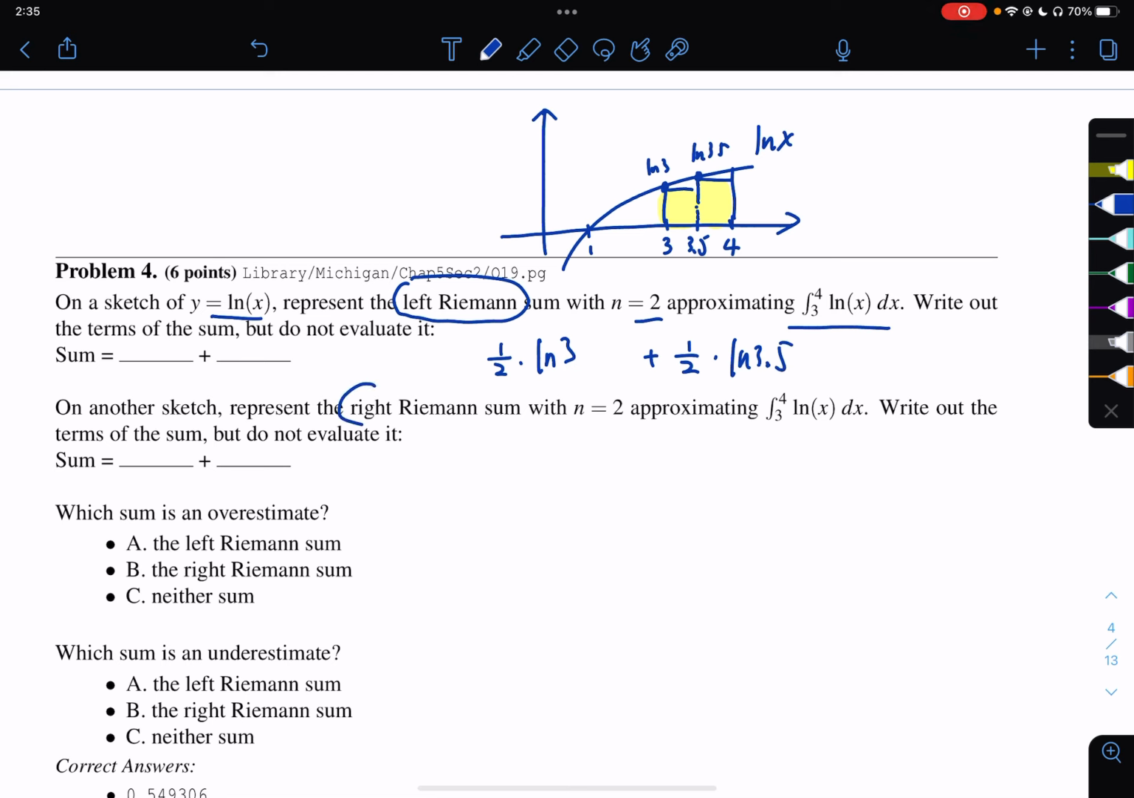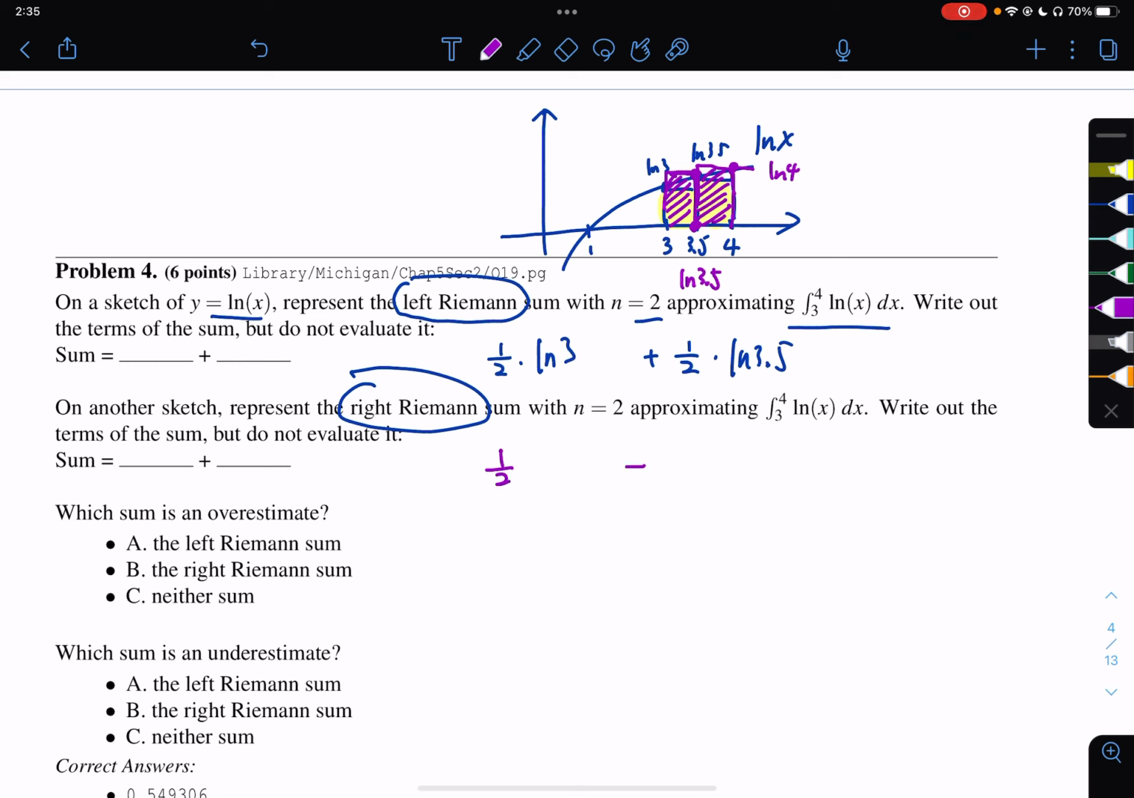Well, if I'm using right end Riemann sum, it should be focusing on the same graph, except my region is supposed to be rectangles based on the heights of the right side of my region. So it looks something like that and this. So the right end of this interval is 3.5. The right end of this interval is 4. Therefore, the corresponding function value is ln of 3.5 and ln of 4.